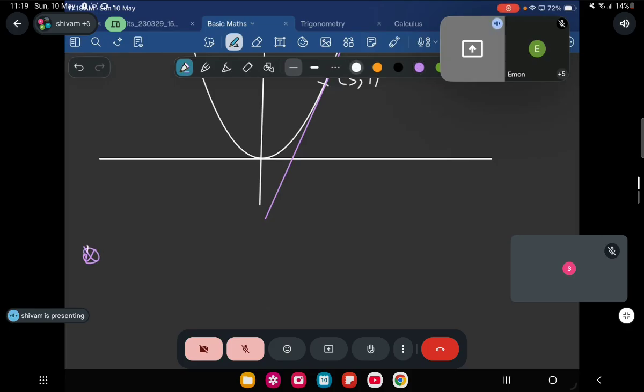Next, chain rule, or you can say differentiation of composite functions.